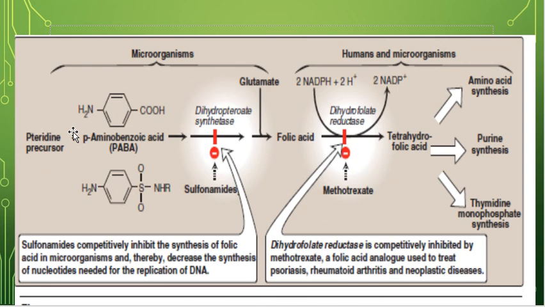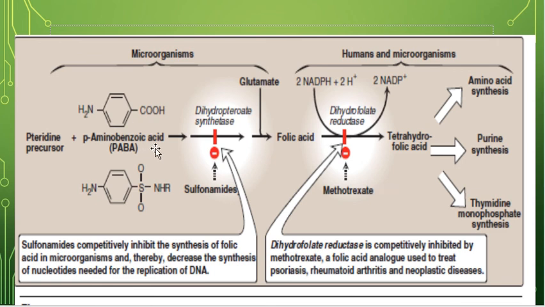Here is the diagrammatic representation where the drugs act as inhibitors of the various enzymes. Here the sulfonamides competitively inhibit the synthesis of folic acid in the microorganism, thereby decreasing the synthesis of nucleotides needed for the replication of DNA. And here methotrexate is an inhibitor of dihydrofolate reductase. Its mechanism of action is competitive inhibition. It is a folic acid analog used to treat psoriasis, rheumatoid arthritis, and neoplastic disease.